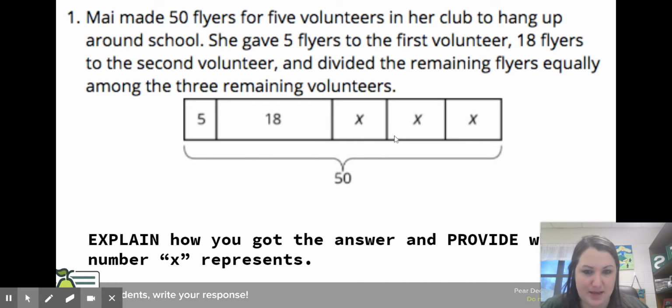Basically, what does each piece of this picture represent from this scenario? And how did you get your answer? So I want you to solve it and tell me how you got your answer. For example, if x here equals 12, don't just tell me x equals 12, but tell me what exact steps you took to figure it out.